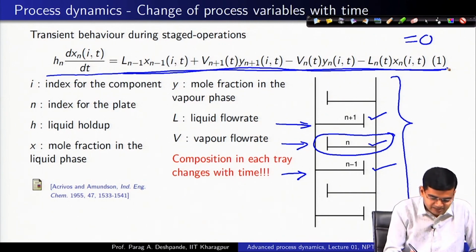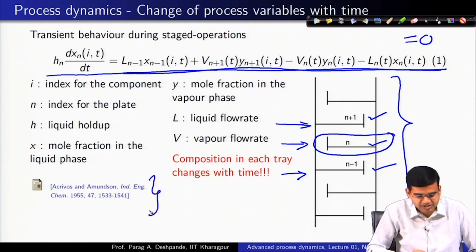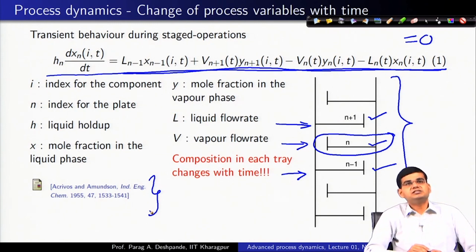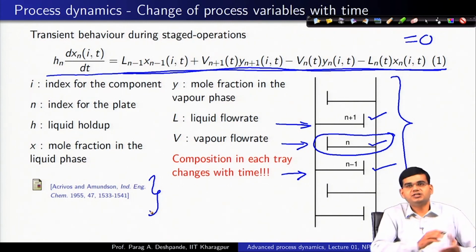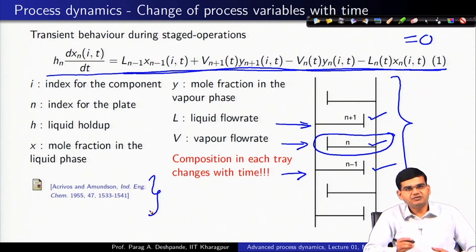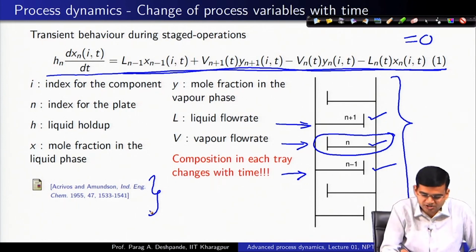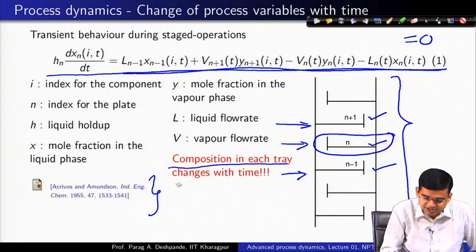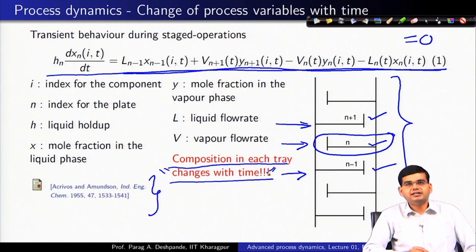I have taken this example directly from the work of Akrivos and Amundsen, and the terms which you can see here have been used directly from the ones reported in the paper. So, in case you want to refer to the original work, you can actually look at this equation and refer to the original work. The equation is very simple, it is a simple transient mass balance equation. Okay. So, this is a dynamical system because the composition in each tray changes with time. So, change with time is the important term here, and therefore, this is a dynamical system.